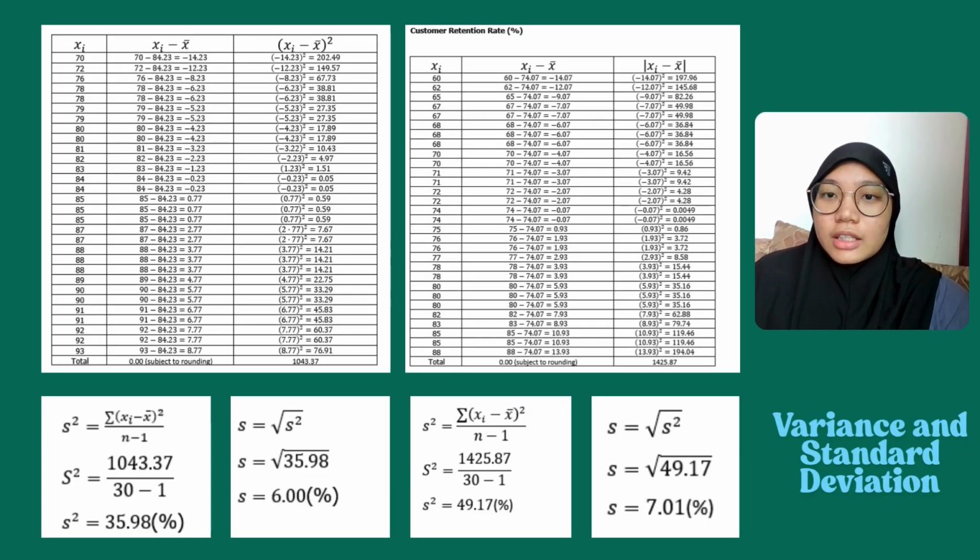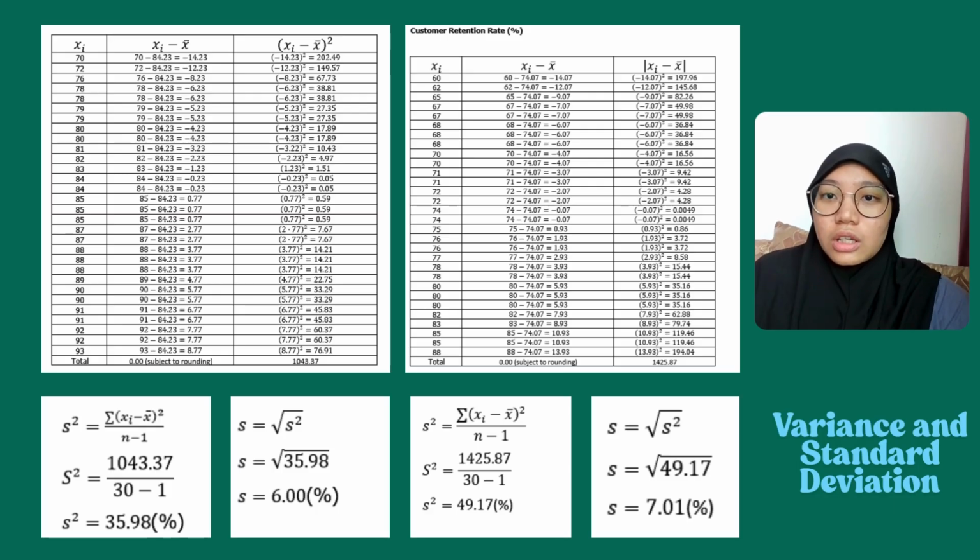Next is variance and standard deviation. Variance tells us how much the values differ from the average using squared differences. The formula for variance is the total of each value minus the mean, squared, divided by the number of data points minus 1. The variance for satisfaction is 35.98, and for the customer retention rate, it is 49.17. This means that the retention rate varies more from the mean compared to the customer satisfaction score.